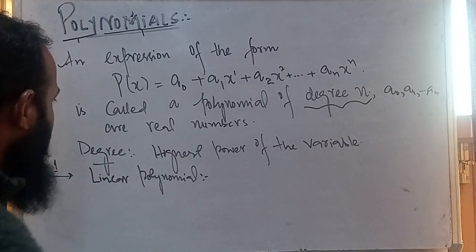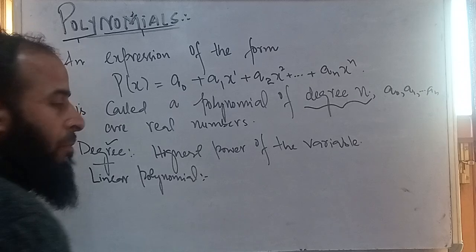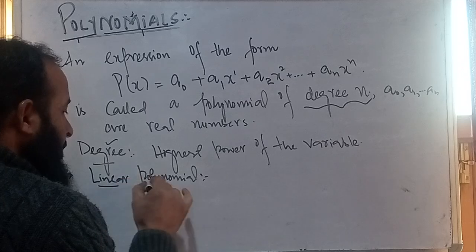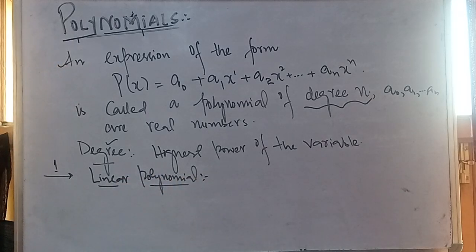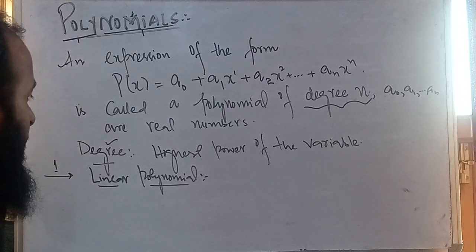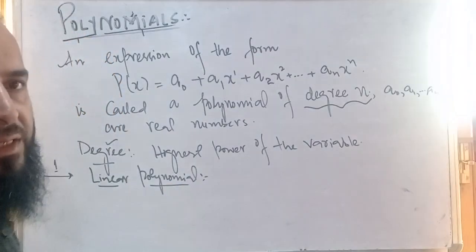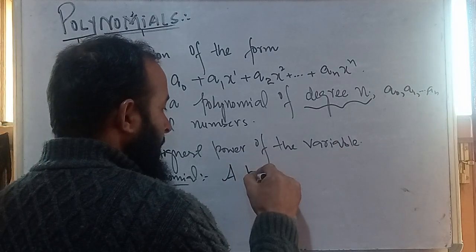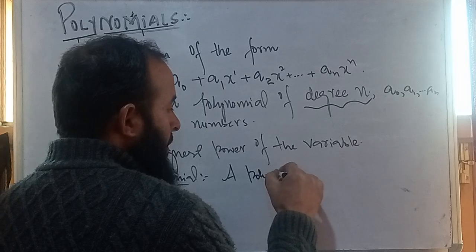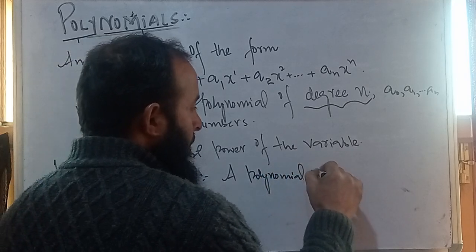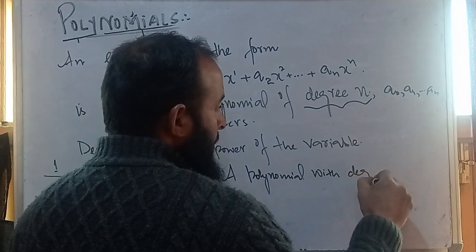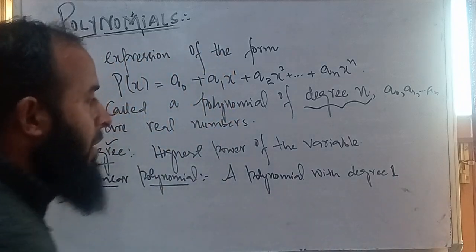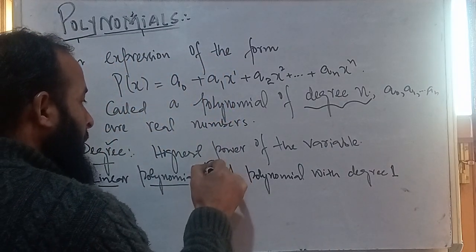Depending upon the degree, a polynomial has been classified as, first one, linear polynomial. Linear means single, or we can say one. That means a polynomial with degree 1 is called a linear polynomial.